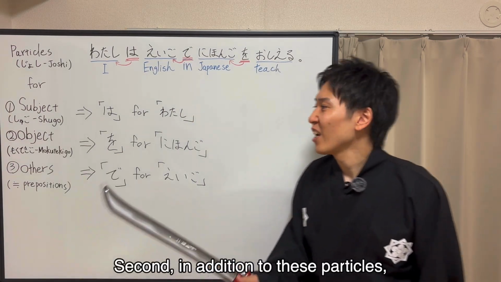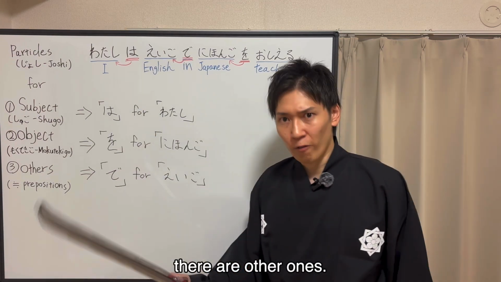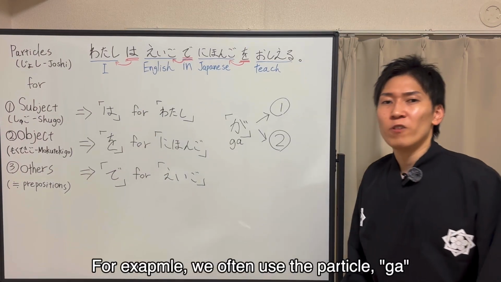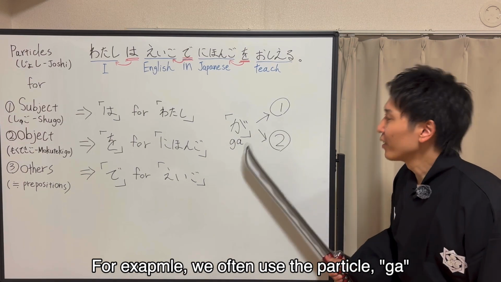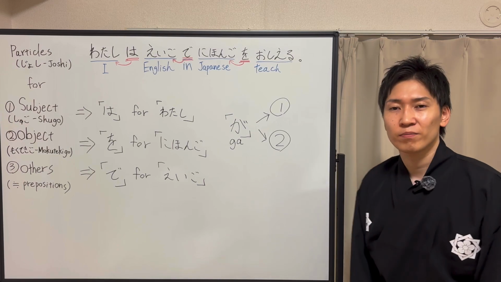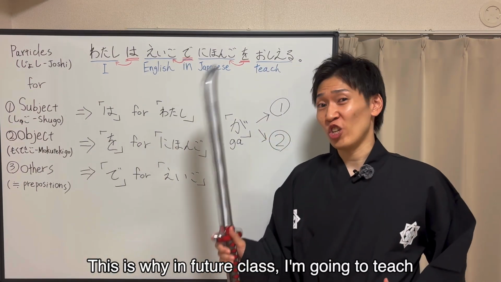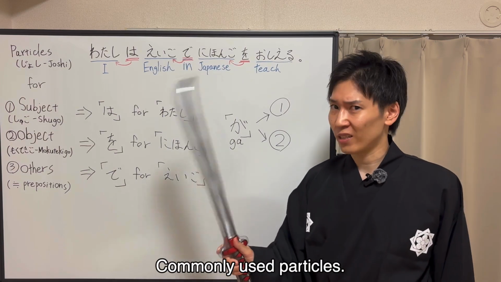Second, in addition to these particles, there are other ones. For example, we often use particles like が for subject and object. This is why in a future class I'm going to teach commonly used particles.